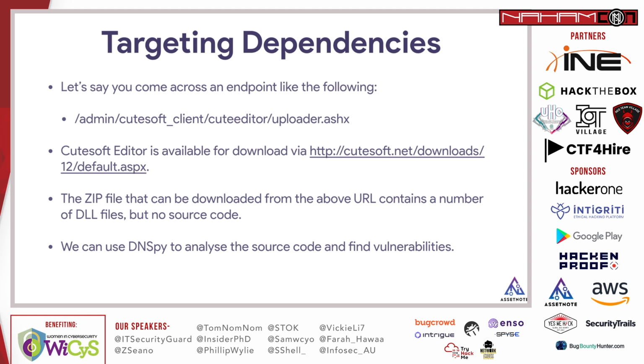Well, that's really easy to solve. You can download these dependencies usually from the internet using NuGet or directly from the vendor's website. Once you've downloaded that package, it might contain DLL files, but sometimes it won't contain source code. And usually to find vulnerabilities, you want to be able to read the source code so that you can see whether or not there are any vulnerable components. This is where DNSpy comes in, and it helps you analyze the source code and potentially find vulnerabilities. It reverse engineers DLL files back into the source code.